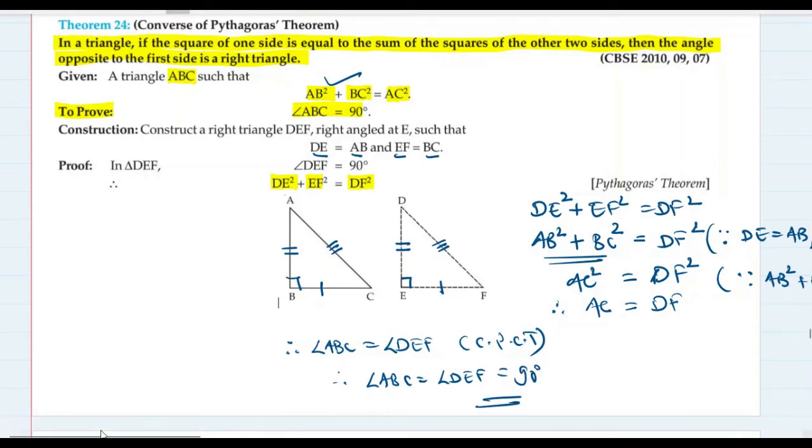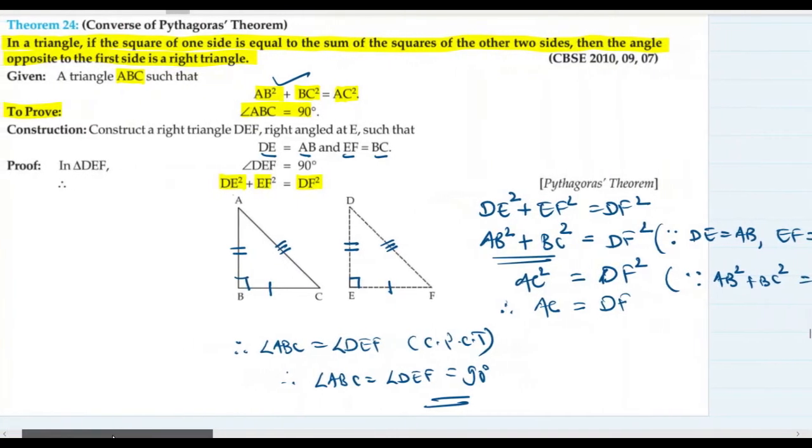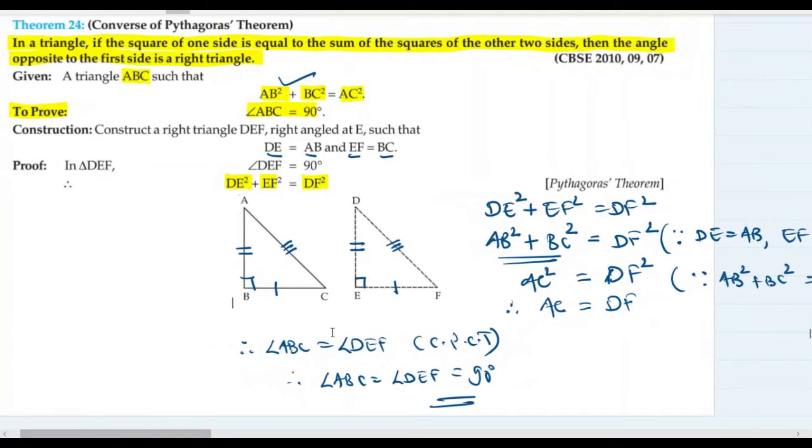The whole proof is dependent on the construction. If you don't do the construction, then it will be difficult. After doing the construction, you just need to apply Pythagoras theorem in that constructed triangle, because that's a right angle triangle. And then you have to replace DE by AB and EF by BC. So AB square plus BC square will give you AC square, which becomes equal to DF square, and then square rooting both the sides will give you AC is equal to DF.